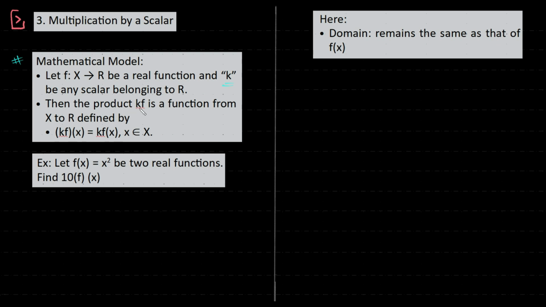Then the product of k into the function is a function from X to R defined by (kf)(x) is equal to k times f(x). So it's kind of weird, I know, reading through it, but this is what it means basically. 10 times f(x) is nothing but 10 times f(x). I know it's kind of weird, but right.